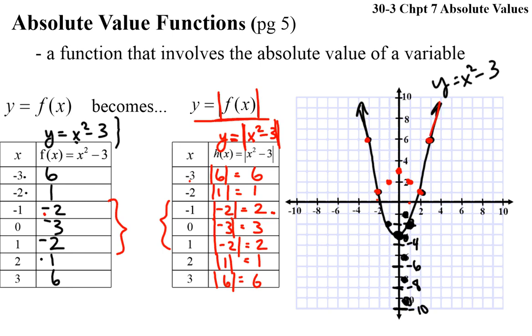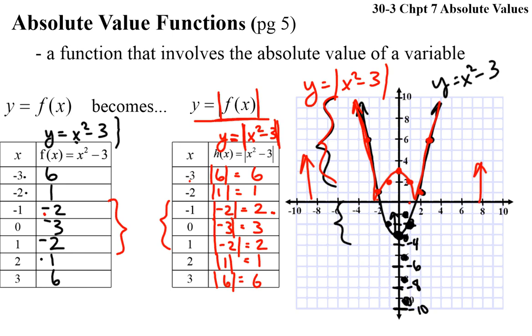So what's happened? If I create this graph, well, it's not really a parabola anymore. What's happened, again, is all of the y that was negative reflects and goes up to be positive. So for y equal to the absolute of x squared minus 3, we have a graph that's only positive and above the x-axis. That's what an absolute is.